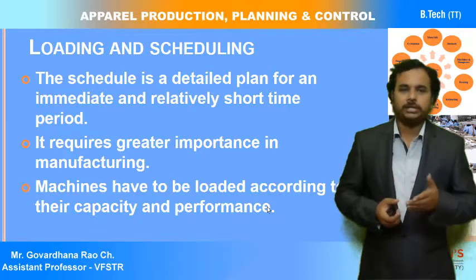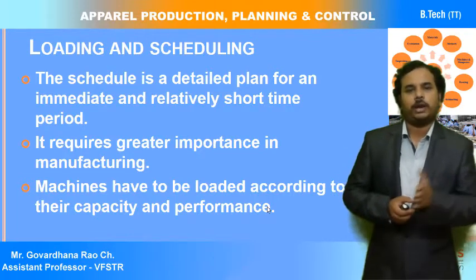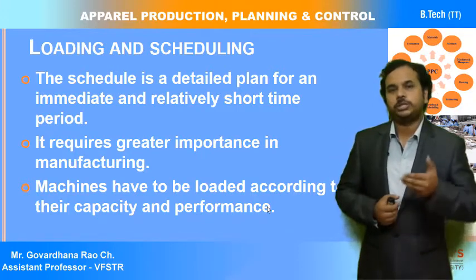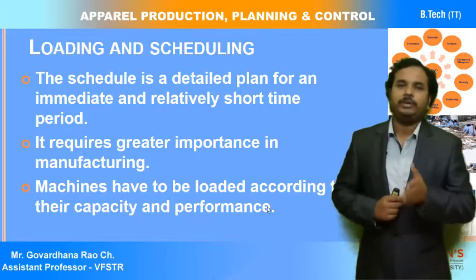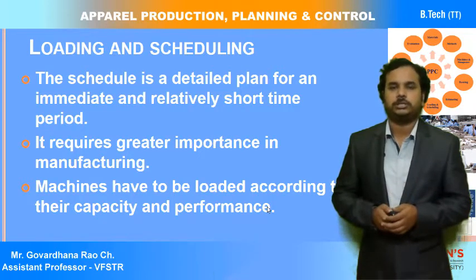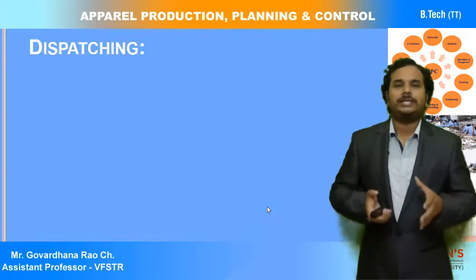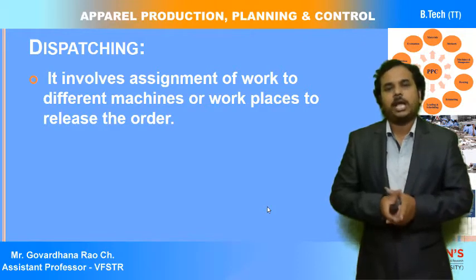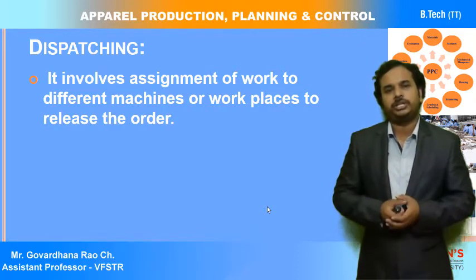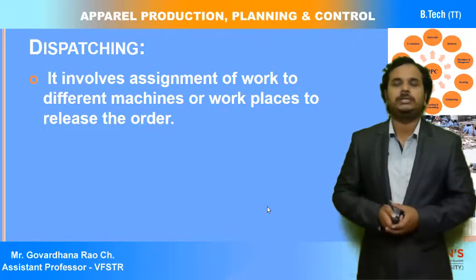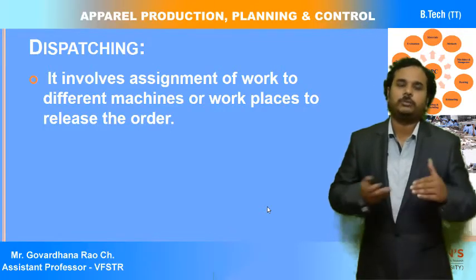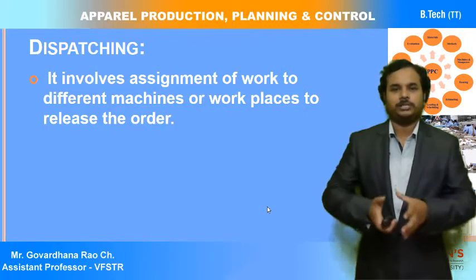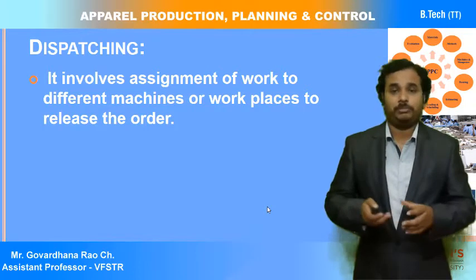So loading is nothing but machines have to be loaded according to their capacity and performance. So we need to schedule or plan that and load the machines for manufacturing. Now what exactly is dispatching? Dispatching involves assignment of work to different machines or workplaces to release the order.